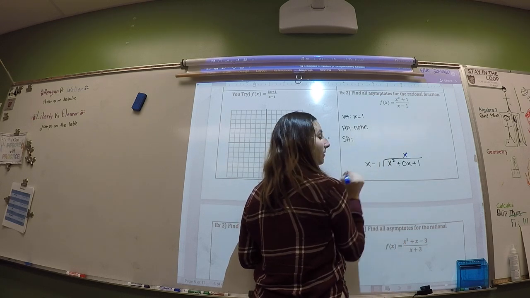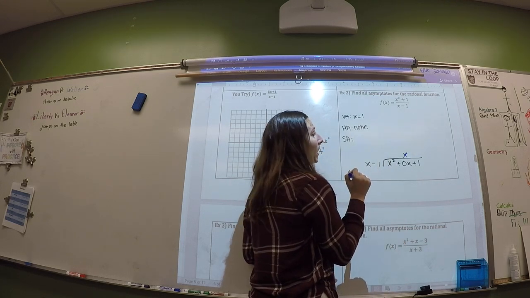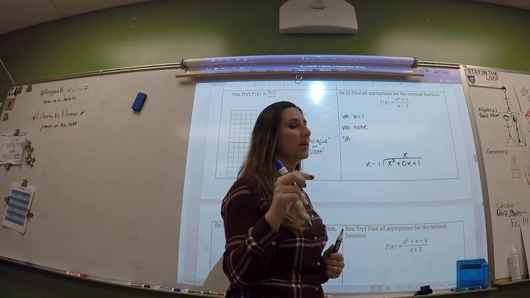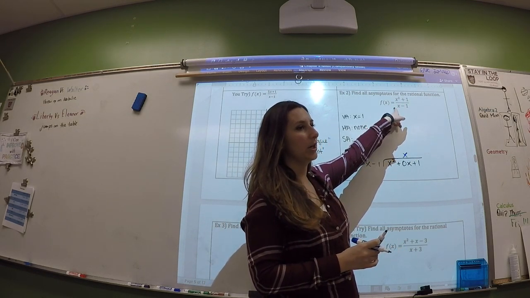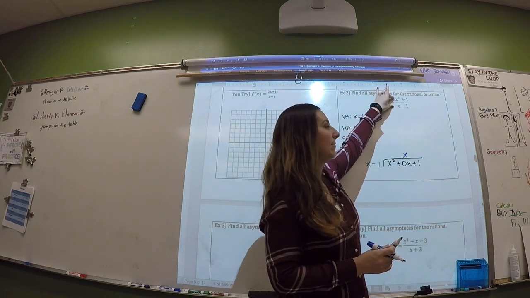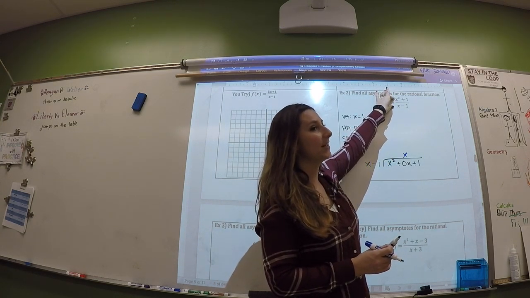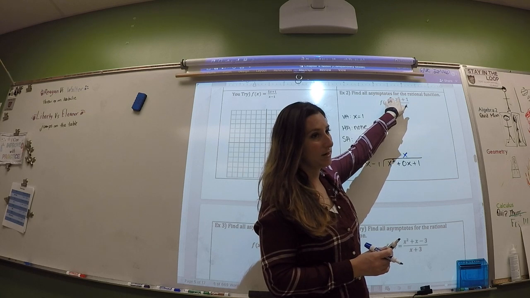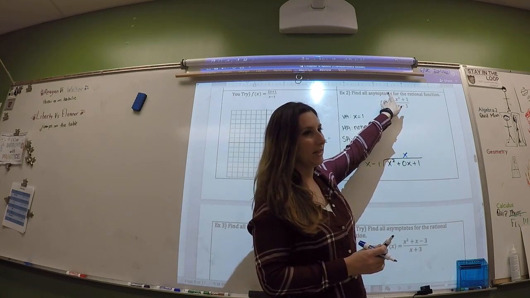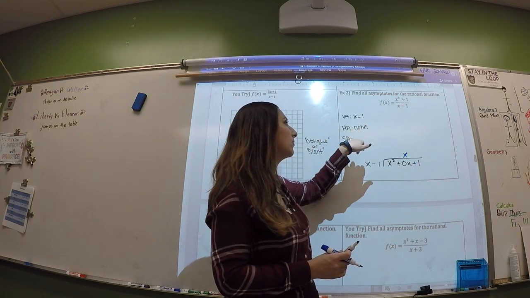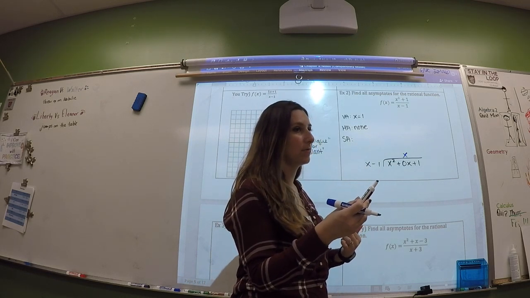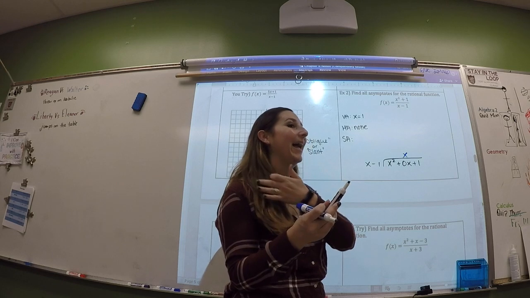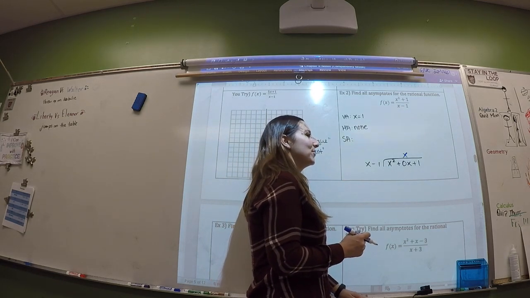Wait, how come the horizontal is nothing? So horizontal asymptotes will occur if the denominator has a greater degree, or if they have the same degree. But in this one, the degree of the numerator is greater. Oh, because it's got the squared. Yeah, so that's why we don't have a horizontal, we have a slant. So if the numerator is greater, we have a slant instead of a horizontal. So basically a diagonal. Yeah. How cool is that.